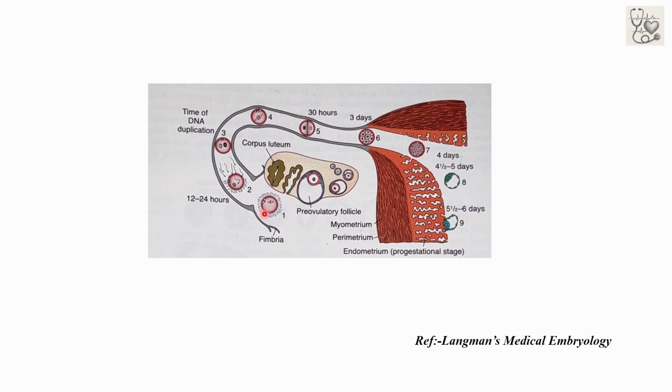Similarly, the secondary oocyte is released. The secondary oocyte moves into the ampulla of the fallopian tube, where fertilization with the sperm occurs, and DNA duplication takes place. After that, cleavage starts after 30 hours. Cleavage continues and the 16 cell stage is formed, which is called the morula. At 4.5 to 5 days, the blastocyst is formed, and at 5.5 to 6 days, implantation occurs. Initiation of implantation occurs in the first week.